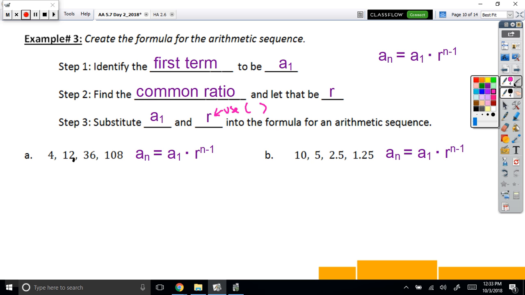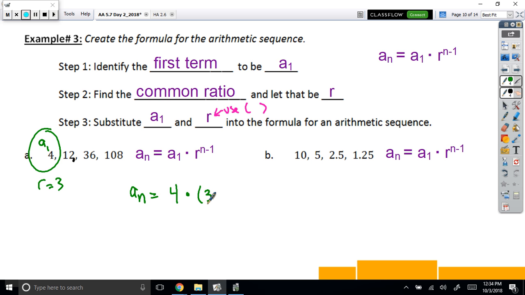So in example A, our first term is 4, so that's a sub 1. The common ratio we can see times 3, times 3. And so we plug in. We'll have a sub n equals 4 times 3 to the n minus 1 power. Make sure that when I'm looking at your paper, I can definitely tell n minus 1 is an exponent and not after it as a number. If you want, you can put parentheses around that too.